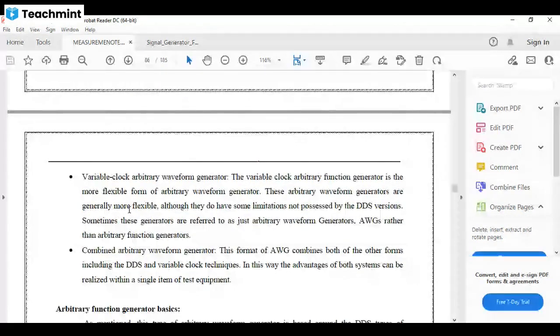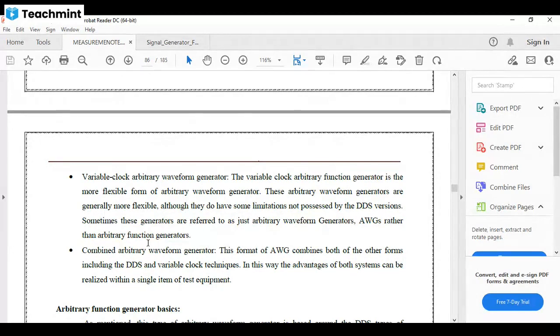And the variable clock arbitrary waveform generator. The variable clock arbitrary function generator is a more flexible form of arbitrary waveform generator, and these generators are generally more flexible, although they have some limitations not present in the DDS. And sometimes these generators are referred to as an arbitrary waveform generator, or AWG, rather than an arbitrary function generator.